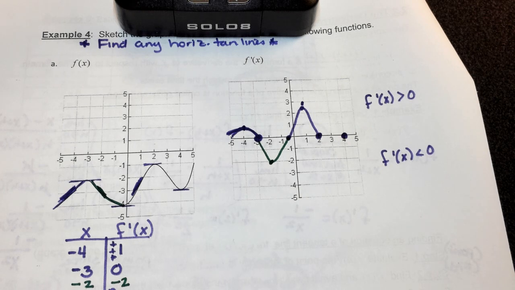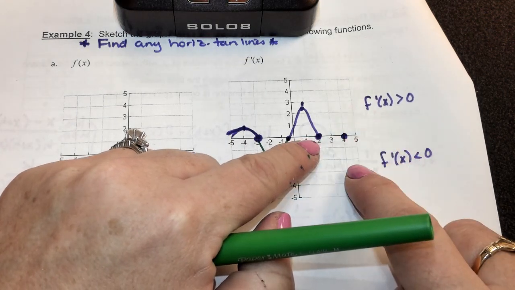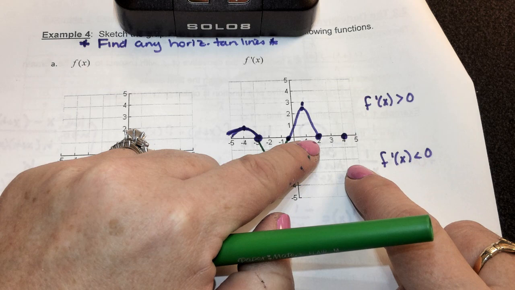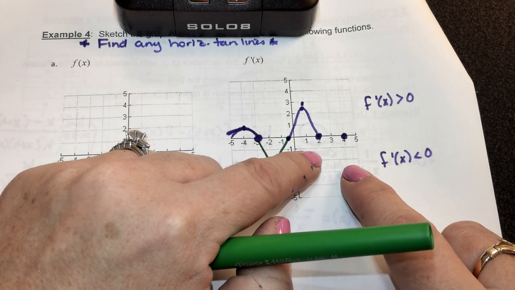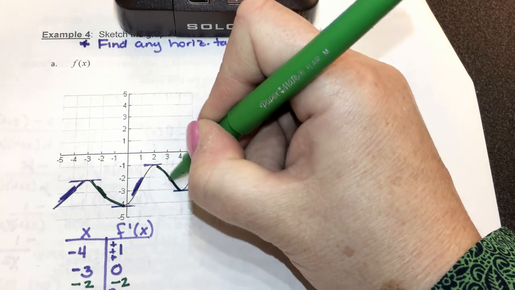So now, what can you tell me about the slope of the tangent lines between 2 and 4? Are they positive or negative? Negative. So what does that tell you about the graph of the derivative? The graph of the derivative between 2 and 4 is going to be above or below the x-axis? It's going to be below, because that's where the y values are negative. So all of this, I have negative slopes.